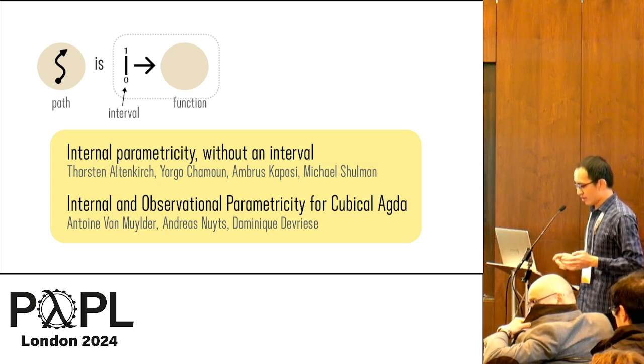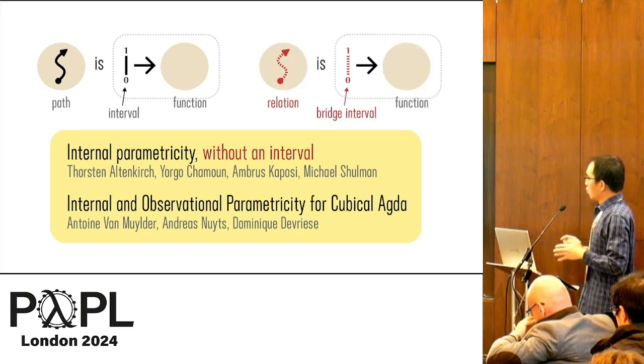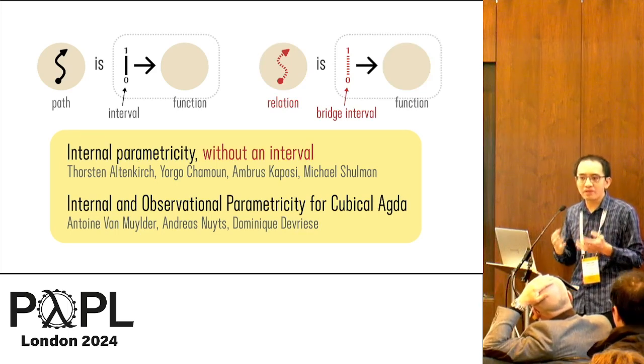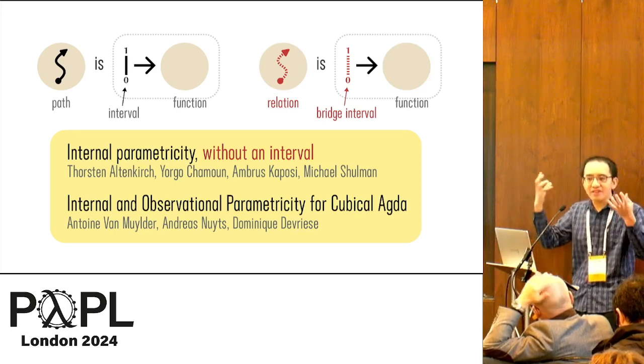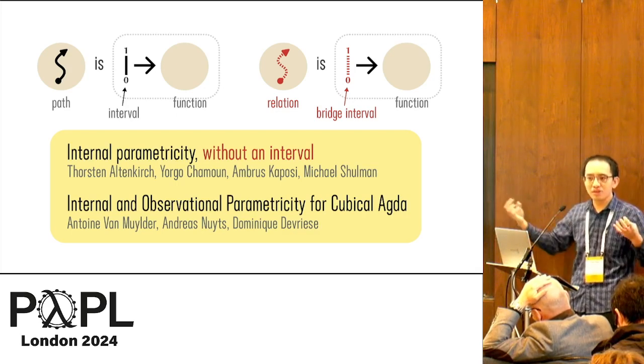And then some researchers figured out that parametricity is about types as relations. And a relation is also something between two things.